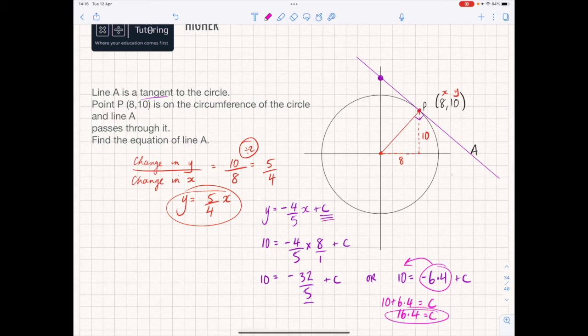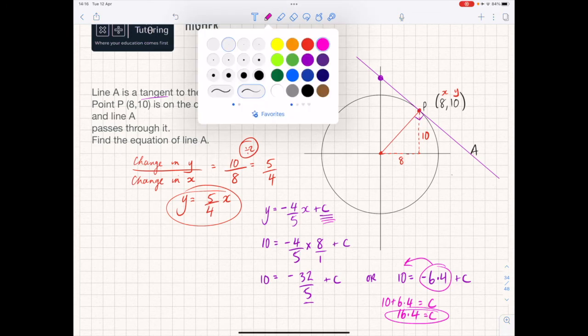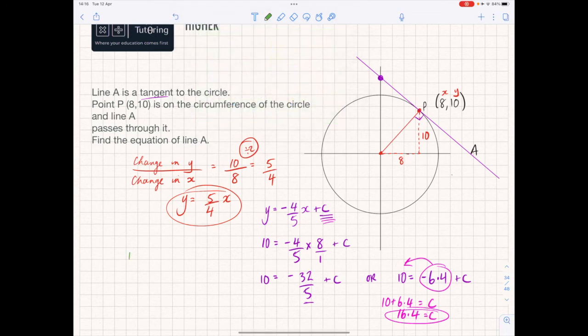Take that, substitute it back up here, and your final equation therefore becomes y is equal to minus 4/5 of x plus 16.4. And that is the equation of that purple perpendicular line. Okay, so that would be your process for finding the equation of a tangent to a circle.